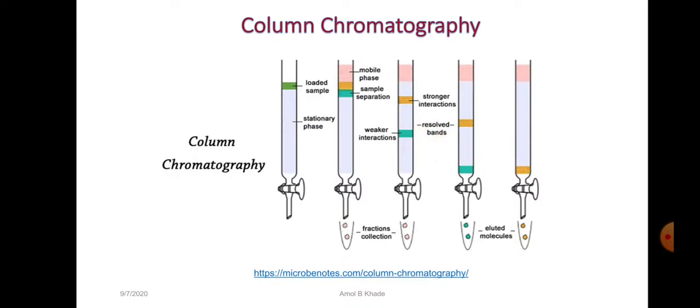Column chromatography is widely used as a purification technique, and several grams of substances can be purified using it. It is quite simple, doesn't require any sophisticated instruments, and is relatively cheap. The only problem is that it takes time to elute the components, and the limit of detection is usually in milligrams.